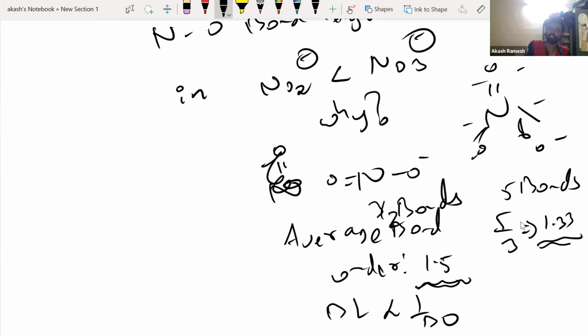But in this case, since they have a bond order of 1.33, you can see how I am calculating. Totally 5 NO bonds and 3 such scenarios. Here totally 3 NO bonds, 2 such scenarios. So 5 by 3 comes to 1.33 here, and here 3 by 2 comes to 1.5. So this is the stronger bond. That's why we have lesser bond length in NO2 minus, and a greater bond length in NO3 minus.